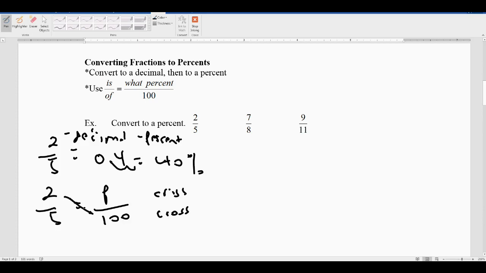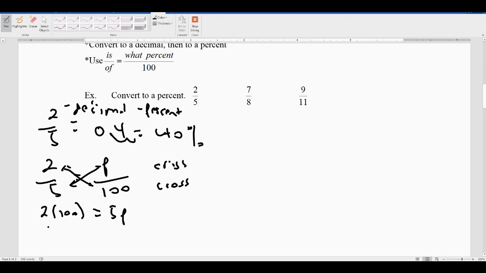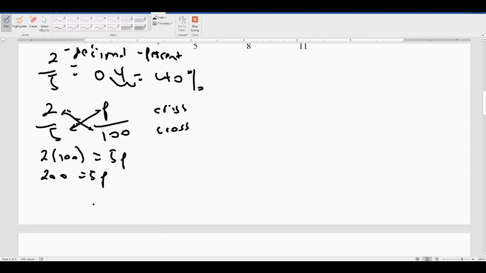Crisscross. You would take 2 times 100 equals, that's the key thing, equals 5 times P. Then you would get 200 equals 5P. And then to solve that, you would just divide both sides by 5. And when you type that in, 200 divided by 5 is 40 also.